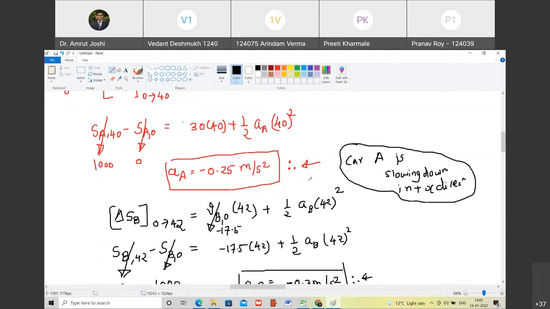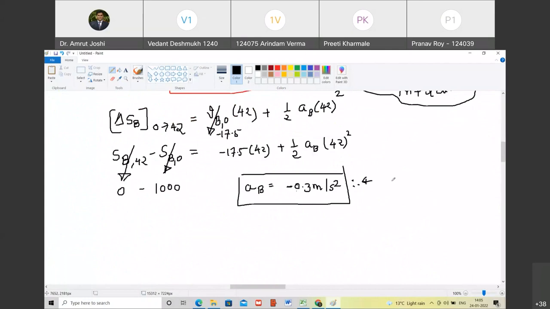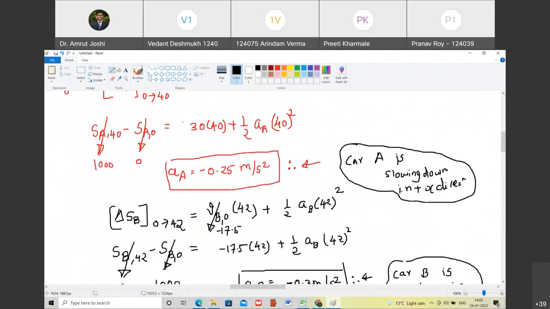What can you say about car B? Car B's velocity is towards left and its acceleration is also towards left. So car B is speeding up in the negative x direction. Therefore, its acceleration is negative. Acceleration is negative, but the reasons are different. Are you with me? Okay, I hope that part is clear now.